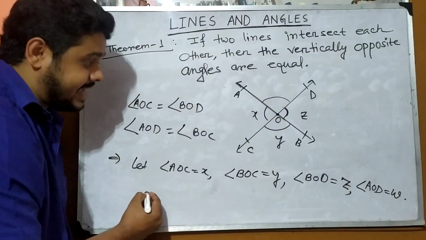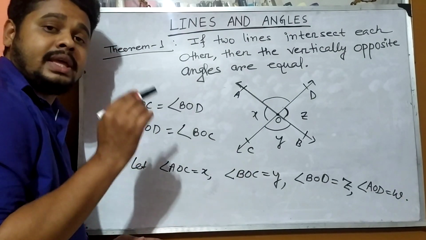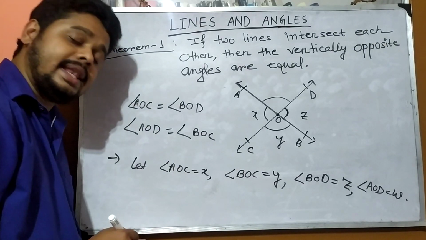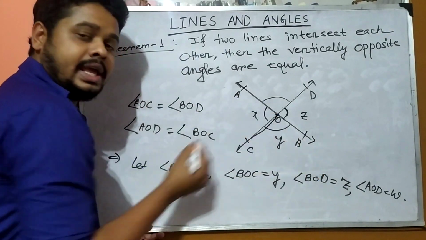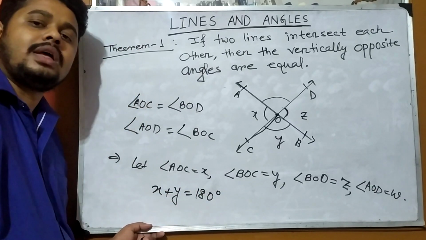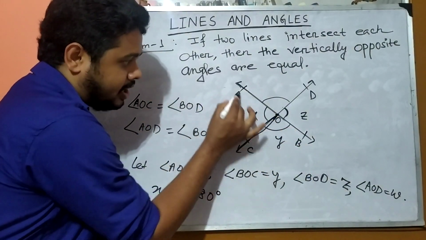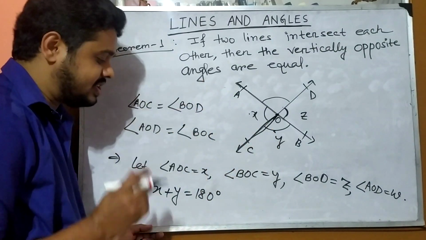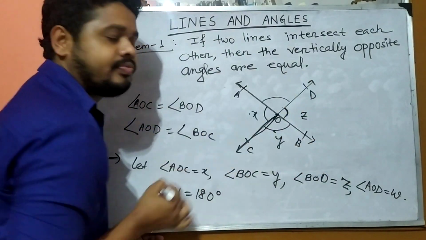Okay. Now, see, on the line AB, OC is any ray. So, by the previous axiom, if one ray is standing on a line, then the sum of these two angles is 180 degrees. Now, OC is standing on AB. So, we can say X plus Y equals 180 degrees. See, OC is standing on AB, so the sum of these two angles is 180 degrees. Again, OB is standing on CD.